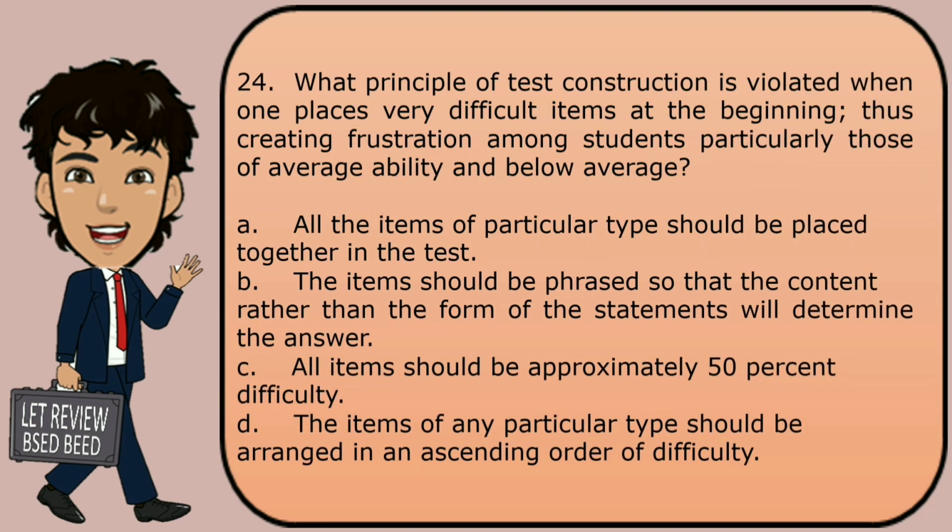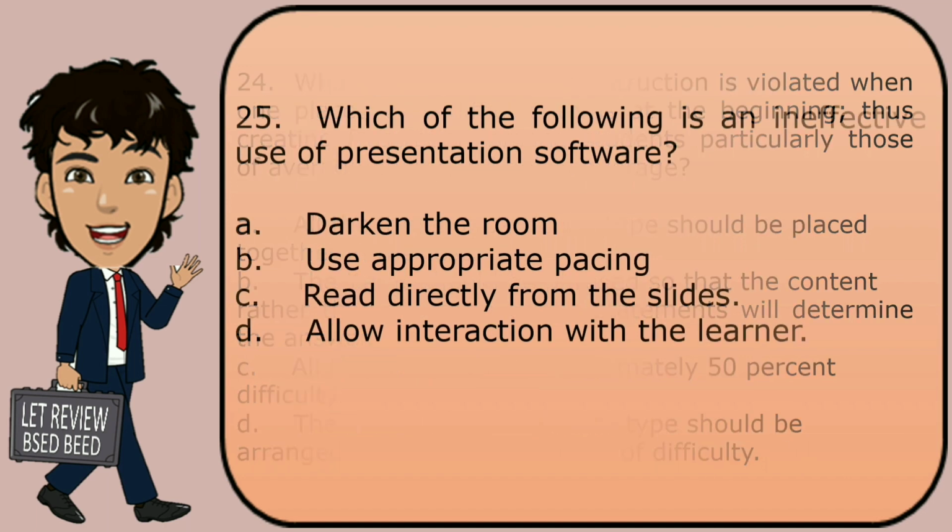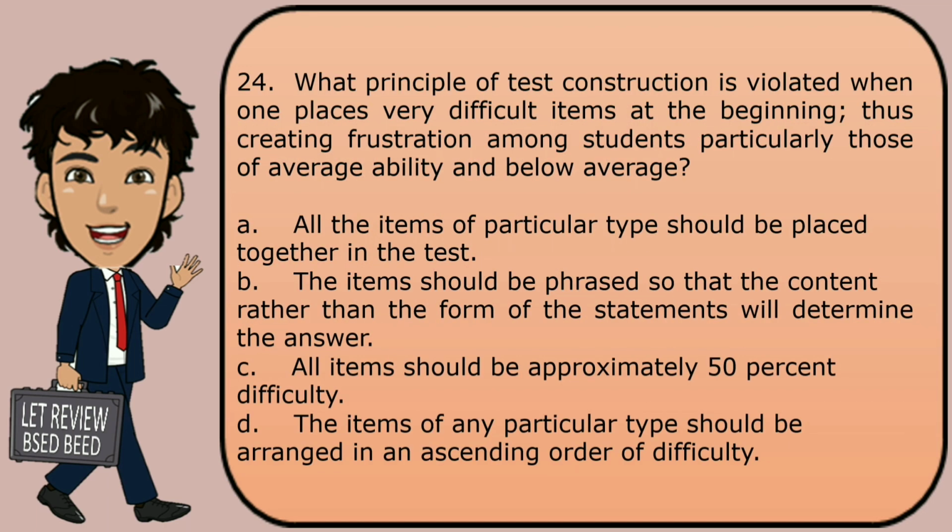(24) What principle of test construction is violated when one places very difficult items at the beginning, thus creating frustration among students, particularly those of average ability and below average? A. All the items of a particular type should be placed together in the test. B. The items should be phrased so that the content rather than the form of the statements will determine the answer. C. All items should be approximately 50% difficulty. D. The items of any particular type should be arranged in an ascending order of difficulty.